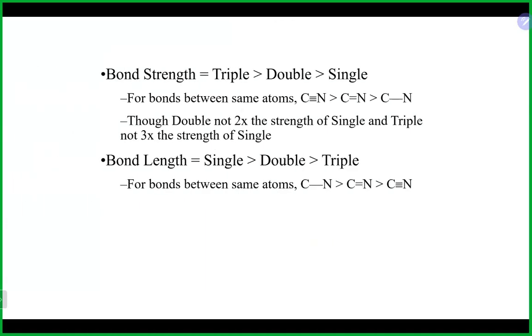That relates to strength, the strength of a bond. A triple bond is actually the strongest, followed by a double bond. And the weakest of those three bonds, single, double, or triple, is actually the single bond. It's not like a double bond is twice as strong as a single bond or anything like that, but that's the general trend that you see.